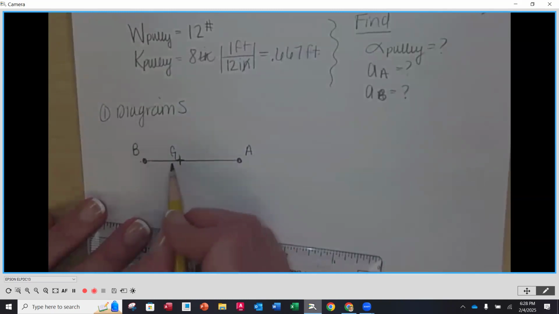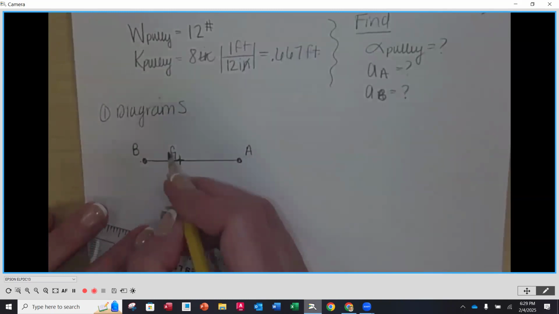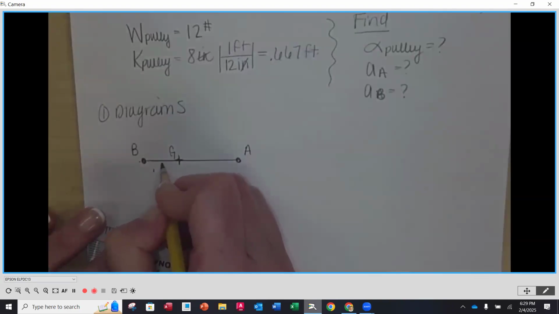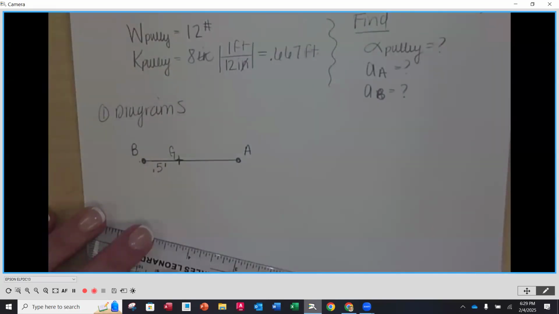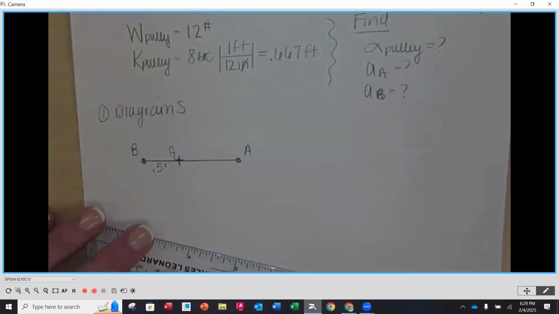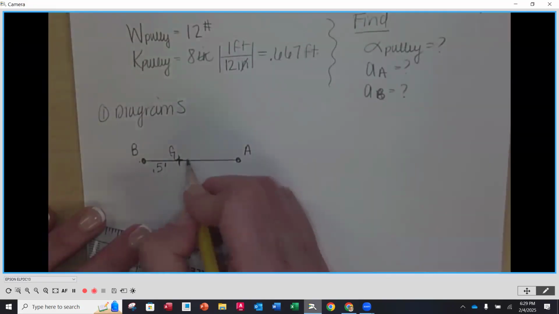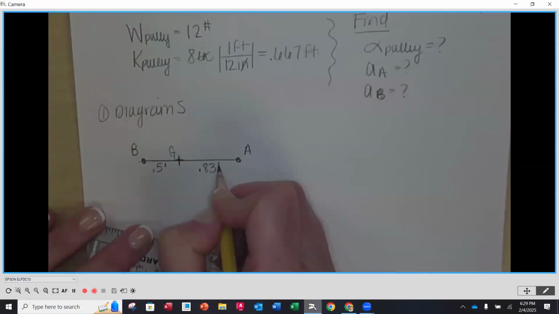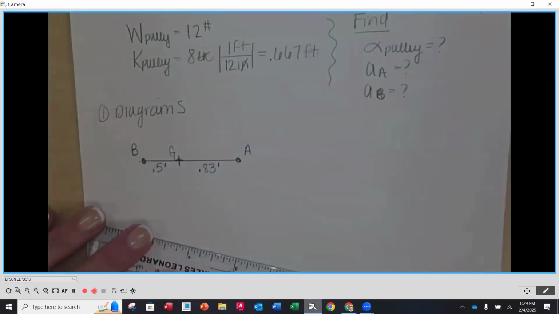B has a radius of 6 inches, so that means its distance is 0.5 feet, and that's from the center of rotation, or the center of gravity and rotation, G. And then from G to A, that's 10 inches, that's 0.83 feet.